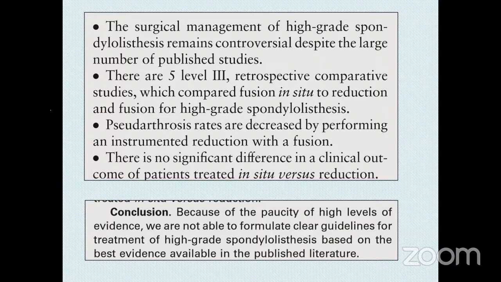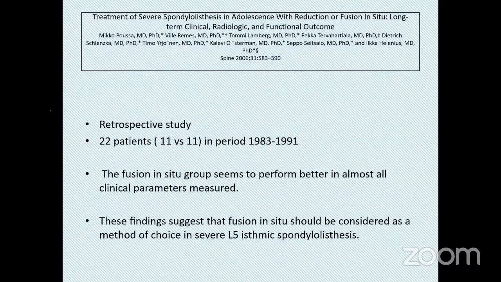Don't aim for complete reduction. Achieve whatever reduction you can, and fix it. The main important thing, if we compare the translation to the slip angle, is the reduction in the slip angle, in the kyphosis at the L5-S1 level, which is more important than the reduction in the slip or the percentage of the slip. There are various studies which support that partial reduction is much better than attempting reduction at the cost of neurological complications.